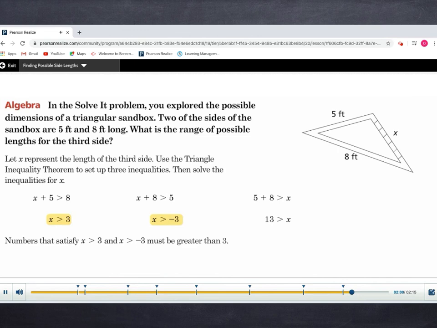Numbers that satisfy x is greater than 3 and x is greater than negative 3 must be greater than 3. And x must be less than 13. So, the third side must be greater than 3 feet and less than 13 feet.